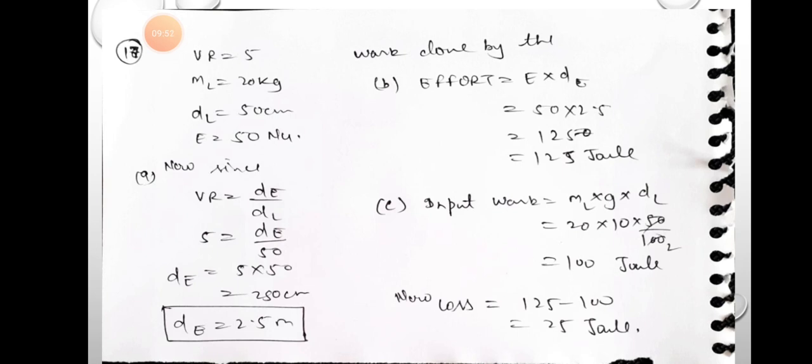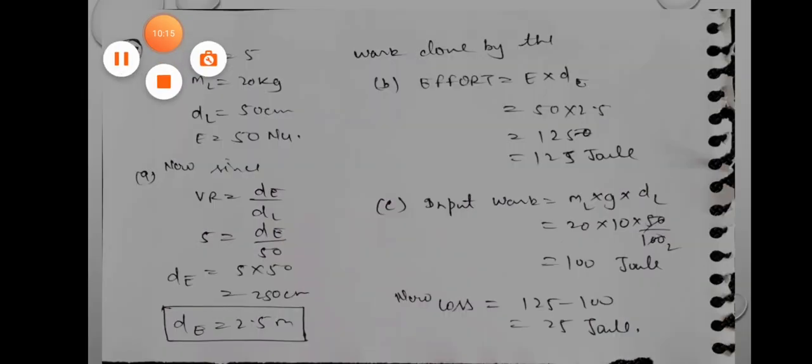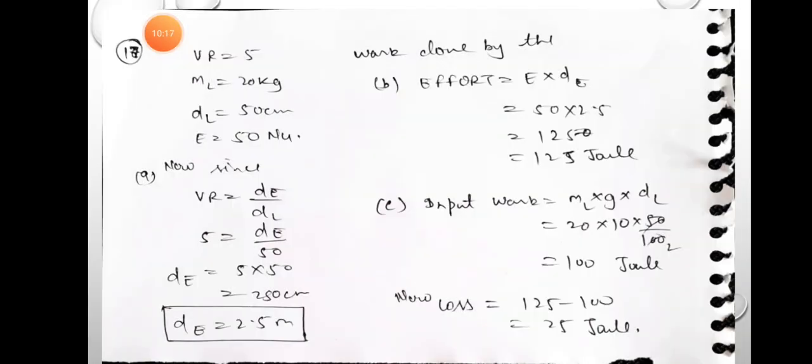dE is the displacement in the effort. So since VR is 5, replace the value of VR as 5 and dL is equal to 50 centimeter. Now simply cross multiply it, so displacement in the effort term will be equal to 250 centimeter. That is, if you wish to convert this centimeter into meter, divide by 100. Now we will get dE as 2.5 मीटर.